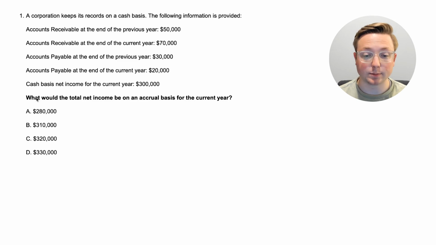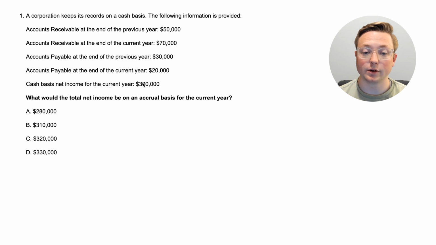You should always read the last part of the question to give yourself context on what you're looking for. What would the total net income be on an accrual basis for the current year? Okay, so we want to know what the net income would be on accrual basis. So with that knowledge, we go up here. A corporation keeps its records on cash basis. That's obvious based off of the video we're doing. Accounts receivable at the end of the previous year was $50,000. Accounts receivable at the end of the current year, $70,000. Accounts payable at the end of the previous year, $30,000, and accounts payable at the end of the current year, $20,000. And then they had cash basis net income for the current year of $300,000.